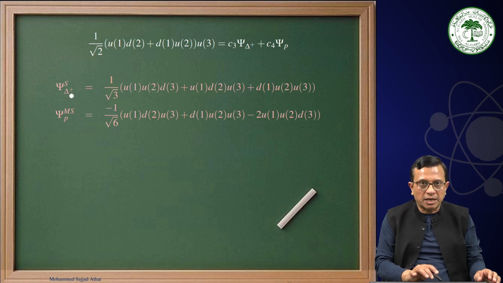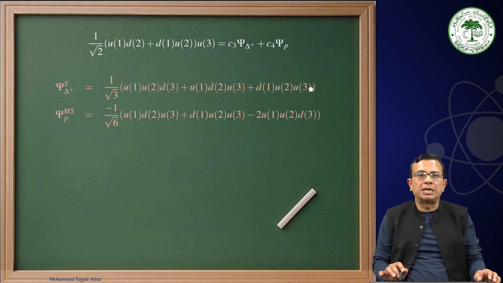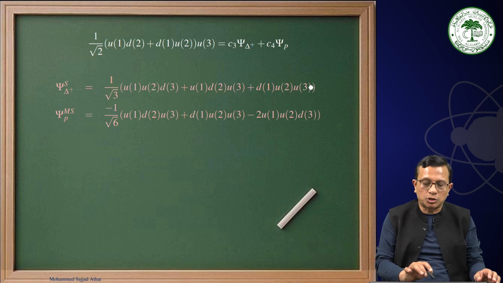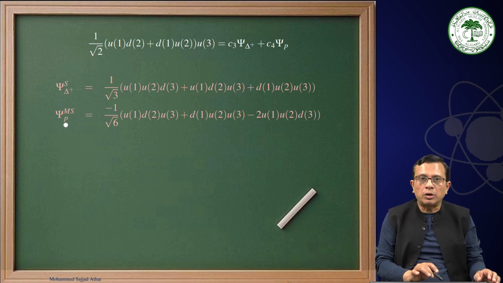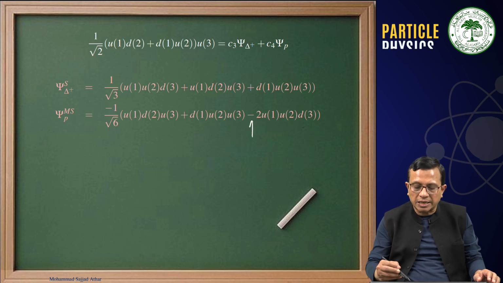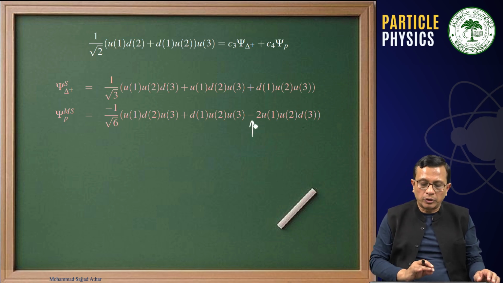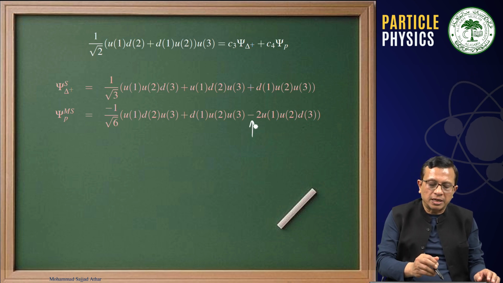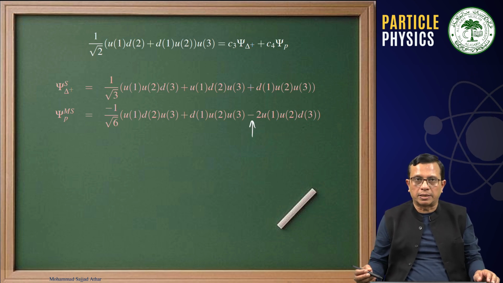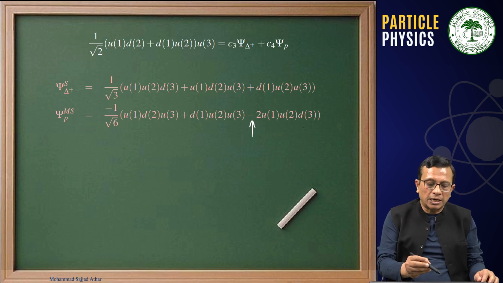this psi delta plus wave function is completely symmetric. It contains 2u and 1d, and the proton wave function is mixed symmetric because there is a negative sign over here. Therefore, the proton wave function is mixed symmetric while the delta plus wave function is completely symmetric.